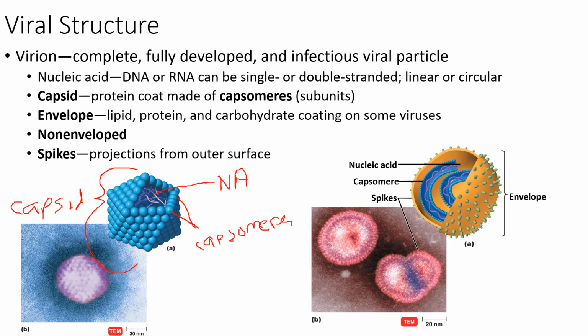Now, some viruses are more complex, and some of them have what's called an envelope, which they actually take from the host cell as they leave the host cell. So we'll talk more about that in a minute. But a complete infectious viral particle is called a virion. Okay, so again, for those simple viruses, that's just going to be the nucleic acid and the capsid. But if it is a more complex virus, then we're going to include that envelope. But whenever it's fully formed and able to infect a host, we call it a virion.